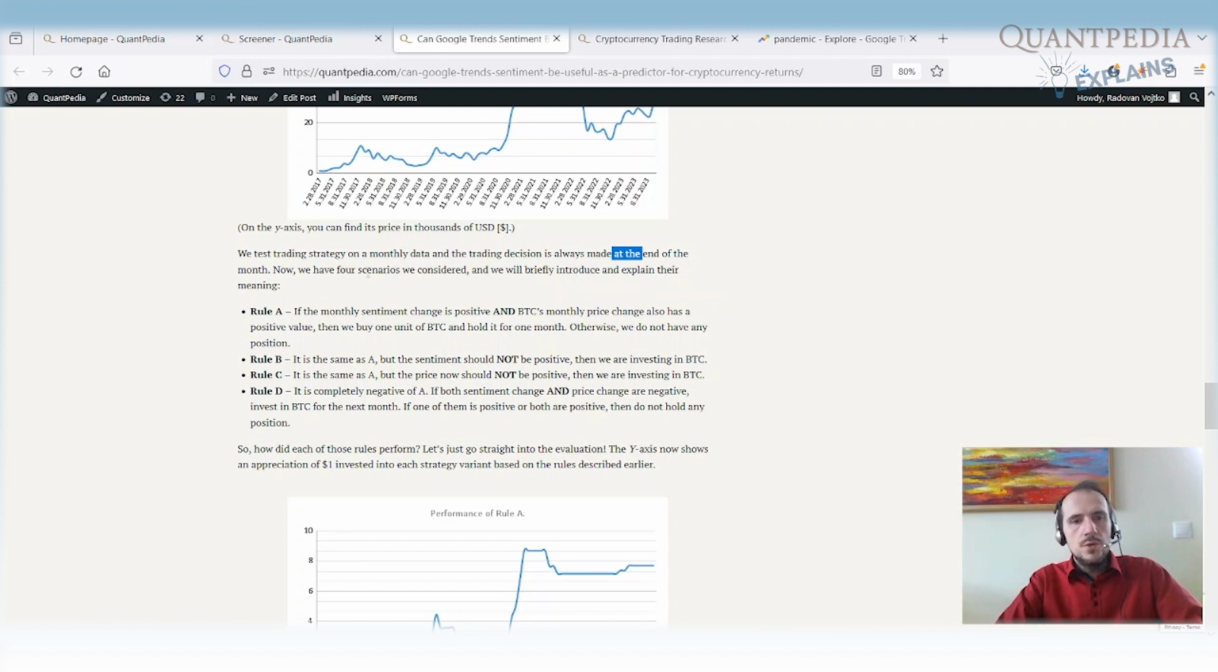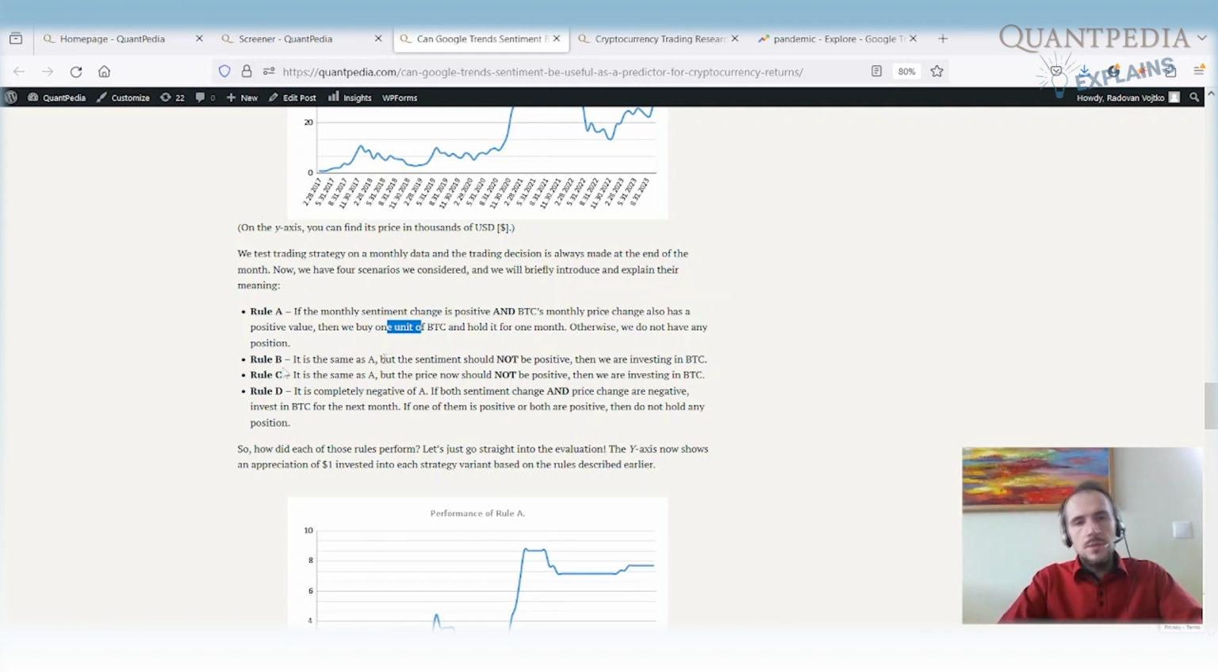So now we have four scenarios when we have the trend and the sentiment mixed together. Rule A: if the monthly sentiment change is positive, so the month-to-month change in the sentiment is positive, and the Bitcoin monthly price change is also positive, so the change in the price from month to month is positive, then we buy one unit of Bitcoin for the next month, and we hold it for 1 month. Otherwise, we do not hold any position. This trading rule means that there is the same prediction from the sentiment and the same prediction from the price trend.